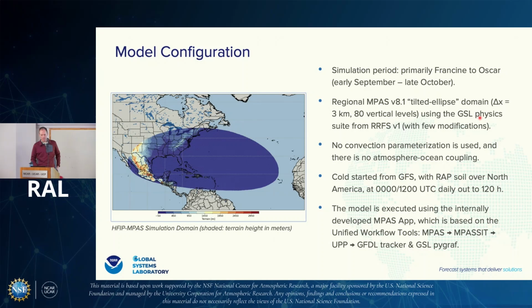We're utilizing the GSL physics suite that our developers internally have been working on for many years, and I'll go into a little bit more detail about that. This is the physics that has been ported over from the Rapid Refresh Forecast System version 1, which NOAA and National Weather Service just decided right before Thanksgiving that they will push to a formal science evaluation for a potential operational implementation later in 2025 or early 2026.